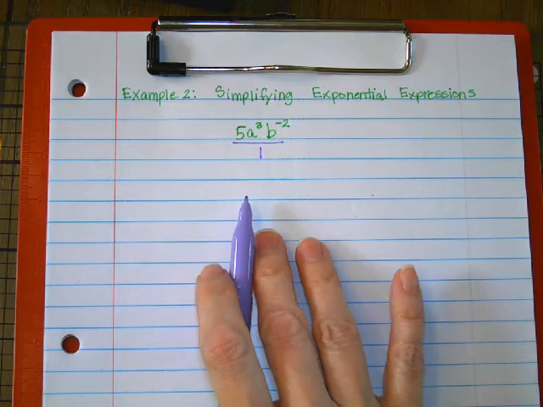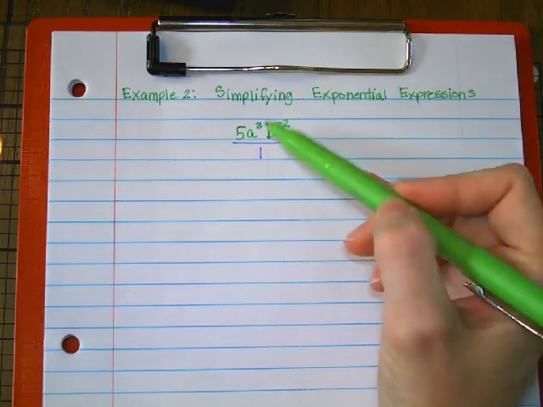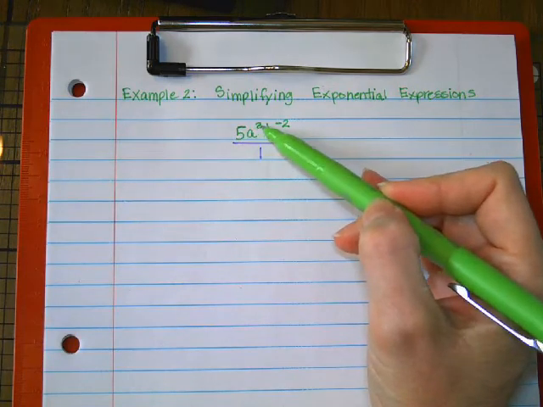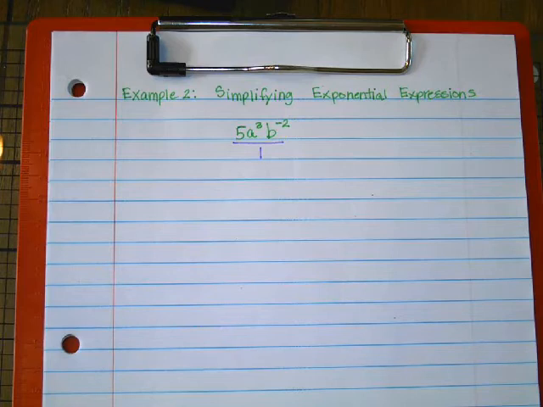So the reason why I did this is to show you that anytime we deal with a mixture of positive exponents and negative exponents, we are not going to move the positive exponents from their location. So wherever they are located, we are going to leave them right there.